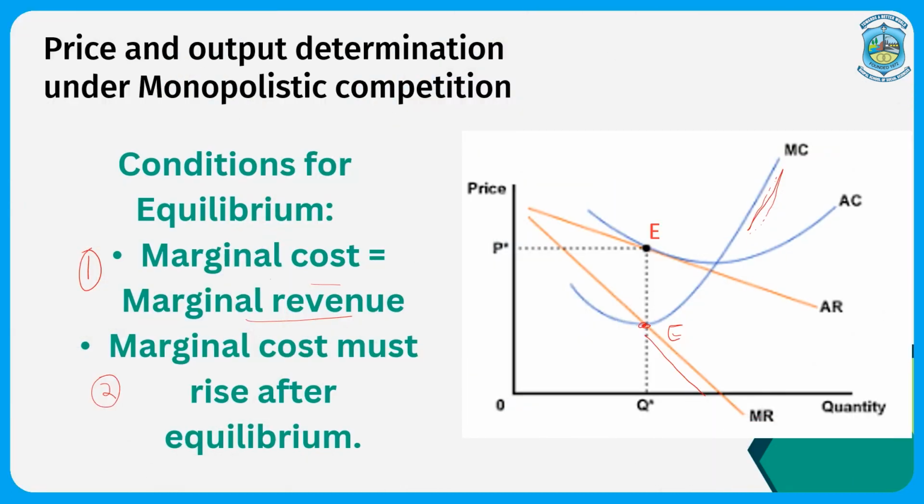The second is coming to the price and output determination under monopolistic competition. Now, the equilibrium is determined by two conditions. The very first condition is that the marginal cost must be equal to the marginal revenue, and the second is that the marginal cost must rise after the equilibrium. What if the marginal cost doesn't rise? It means that there is more scope for profit. So, in this diagram, the equilibrium is established when MR equals MC at point E.